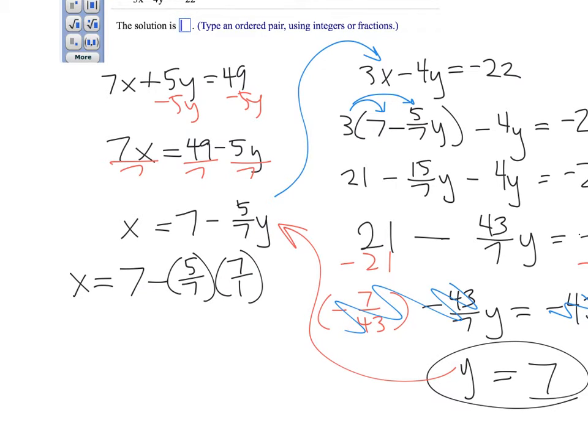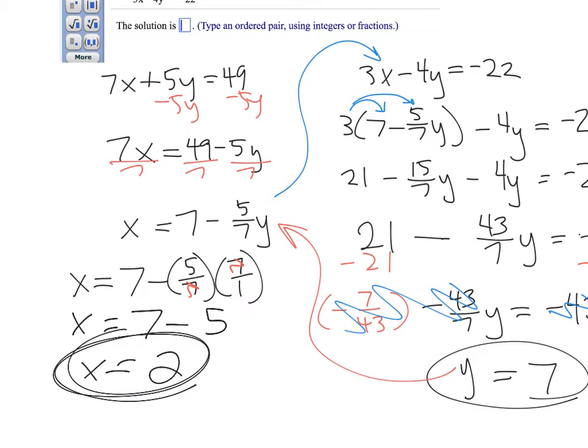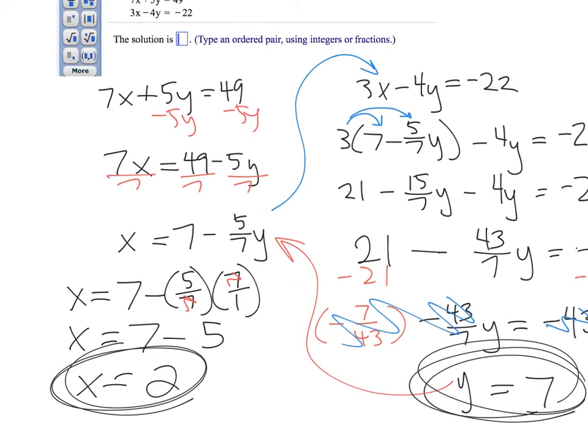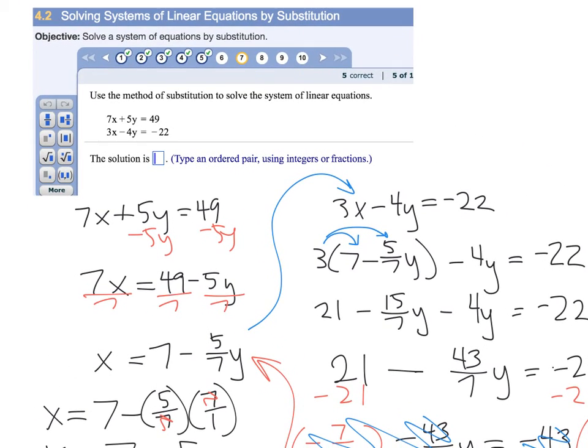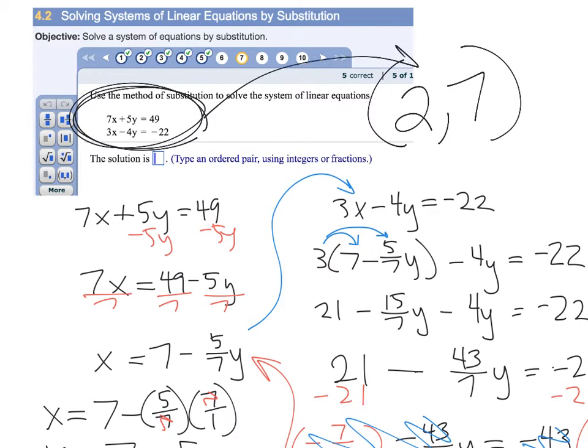And so this 7 cancels with this 7. So we end up with x is equal to 7 minus 5, so x is equal to 2. So x is equal to 2, y is equal to 7, and that tells us that the solution is (2, 7). So these two lines intersect at (2, 7), and Desmos would have been a great tool for this problem.